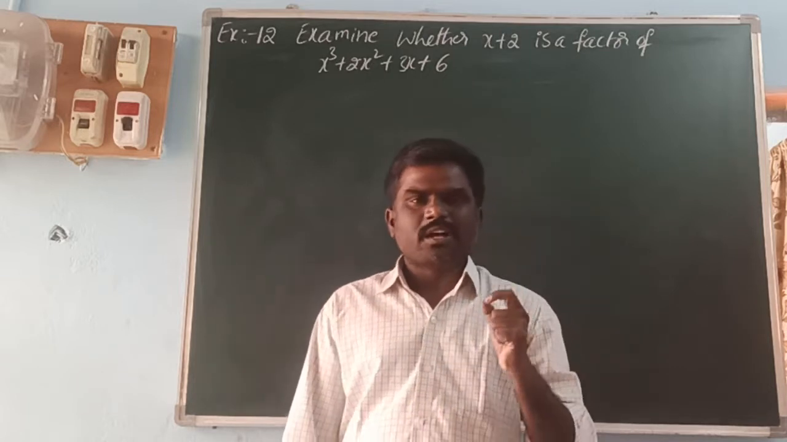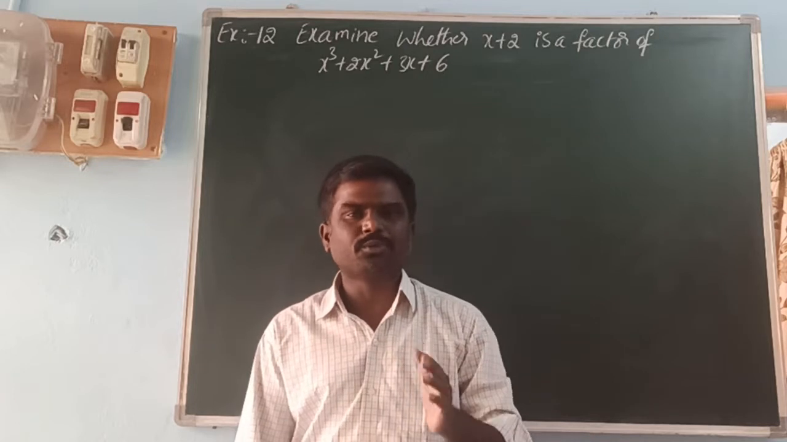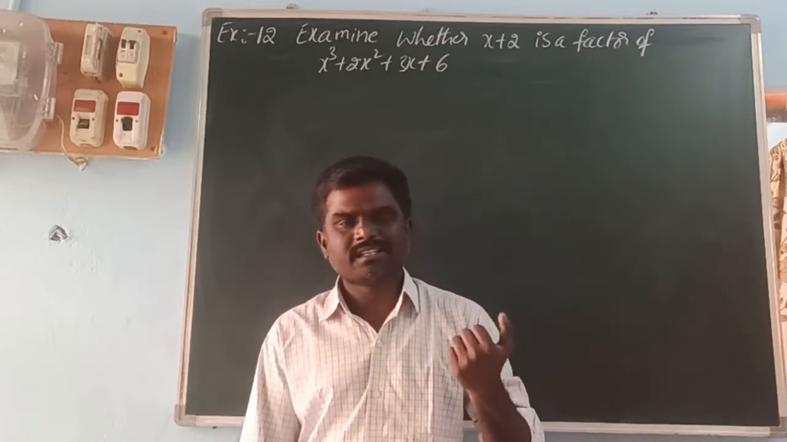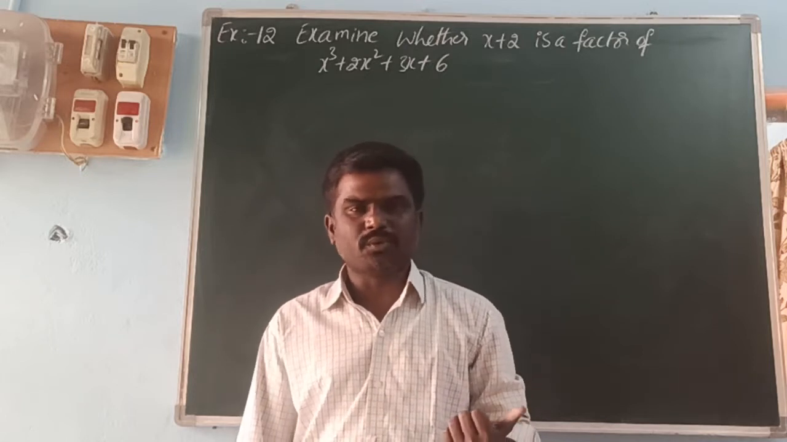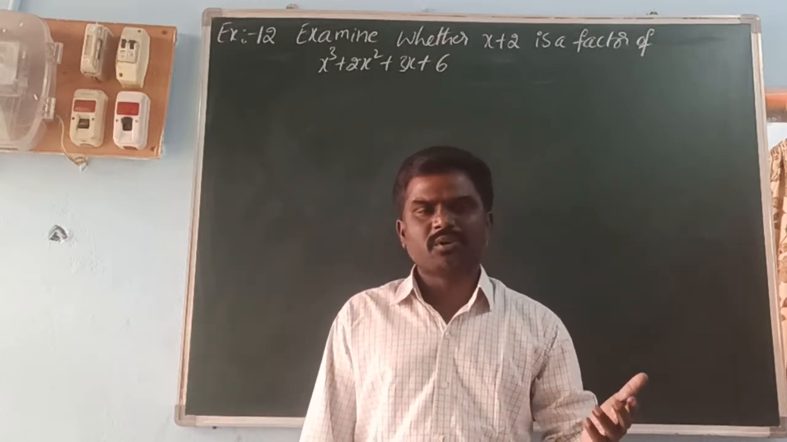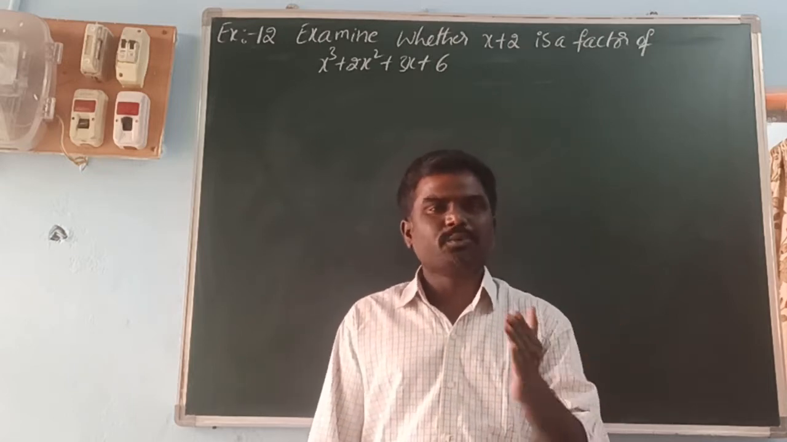For suppose, what are the multiples of 6? 6 is a multiple of 1, 2, 3, 6. So what are the factors of 6? 1, 2, 3, 6. 6 divided by 1, the remainder is 0. 6 divided by 2, the remainder is 0. 6 divided by 3, the remainder is 0. 6 divided by 6, the remainder is 0. So 6 is a multiple of 1, 2, 3, 6.